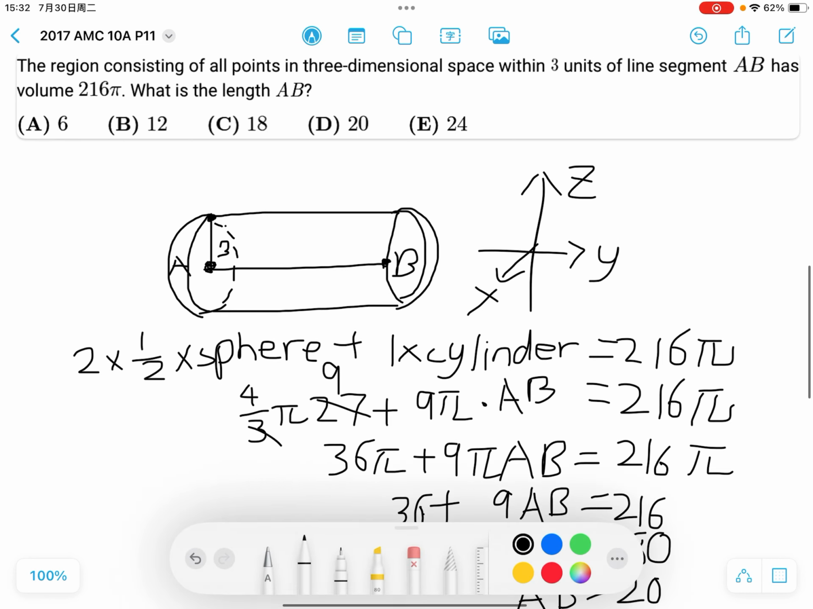So which answer choice is 20? Well, that's D. The important part in this problem is to visualize. We have AB, and we're going to visualize what 3D shape is my collection of all points within 3 units of the line segment AB. And we have to try to draw the graph, with trial and error a few times.